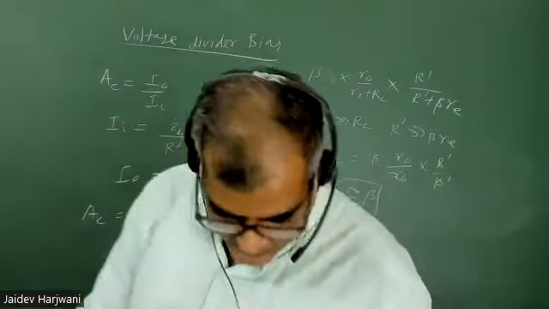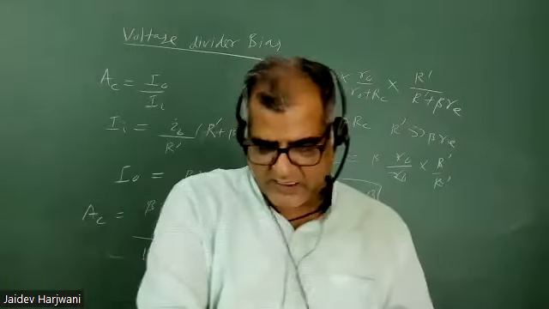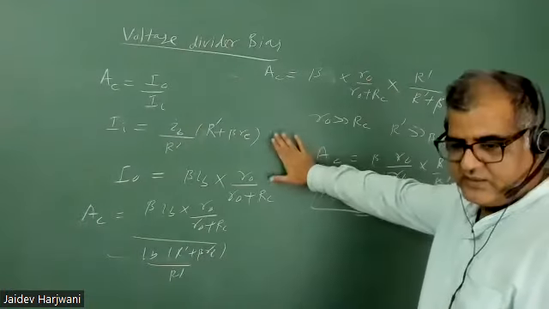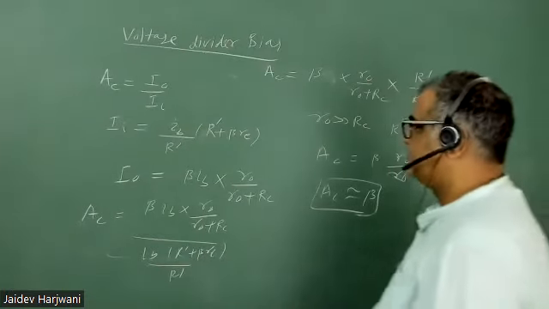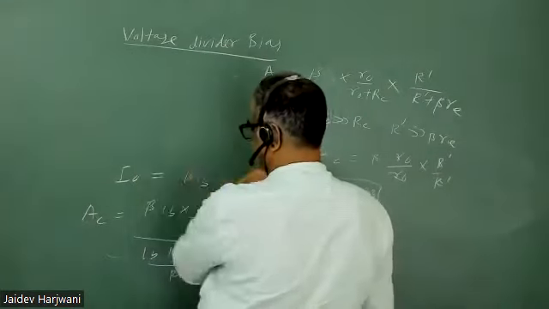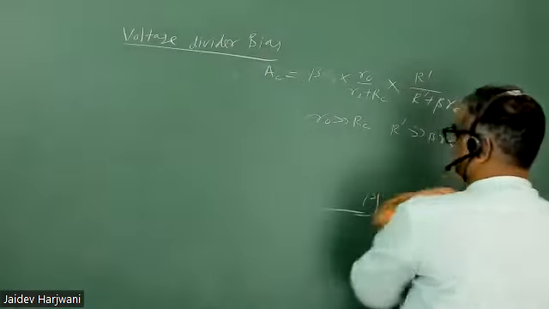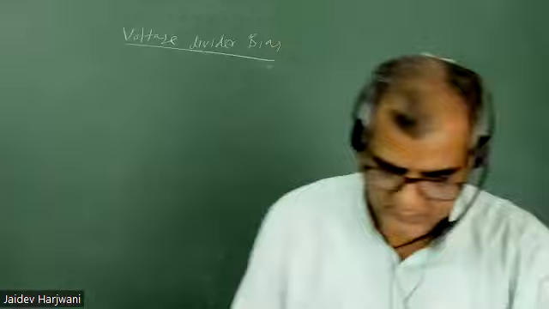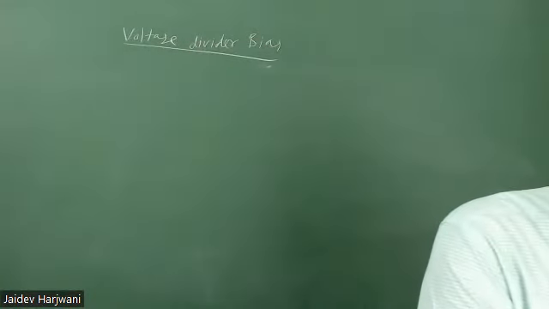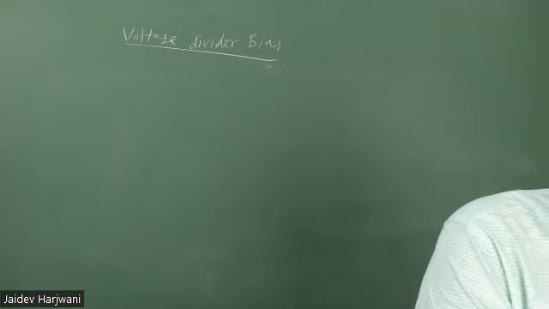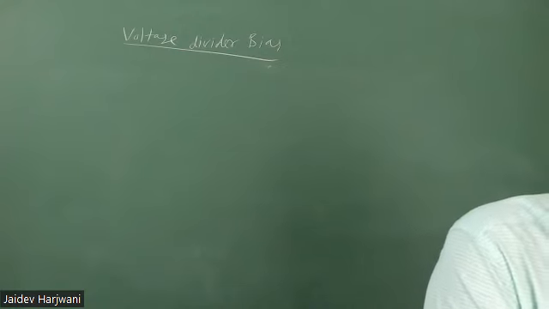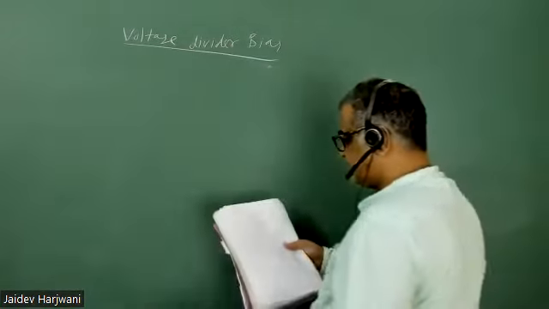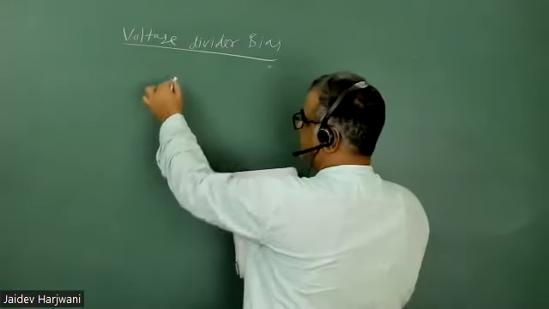Okay, now before I do the exam problem, I want to do one more circuit of voltage divider, which is slightly different than what we have done right now. So let us do that one. Now, if there is no capacitor across RE in the circuit, then your calculations will change. So let us do it now. See carefully, because don't make mistakes in the exam.